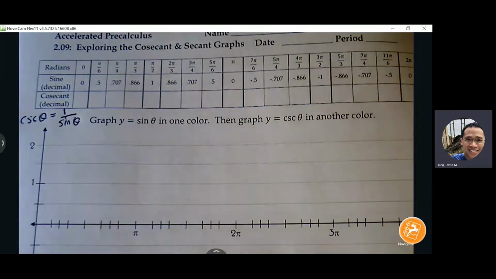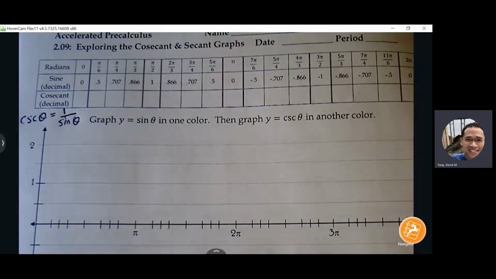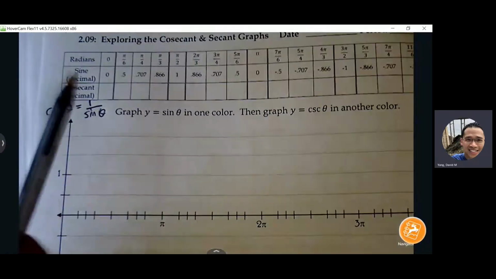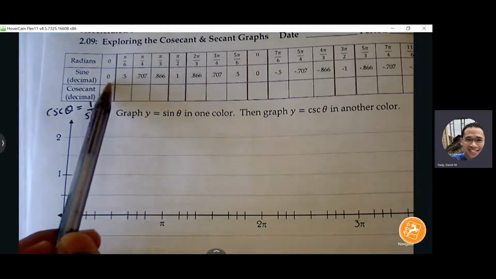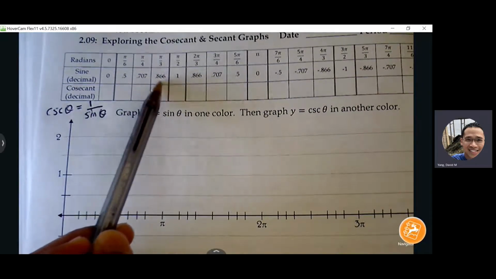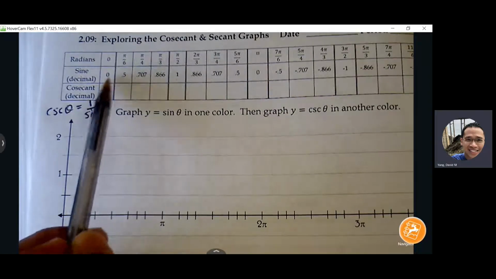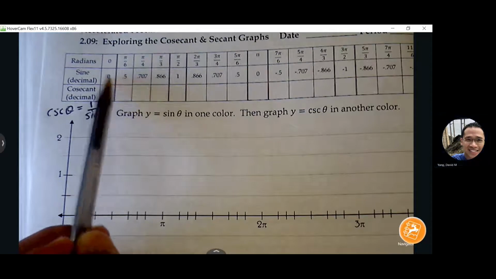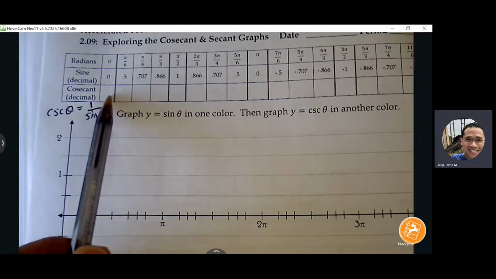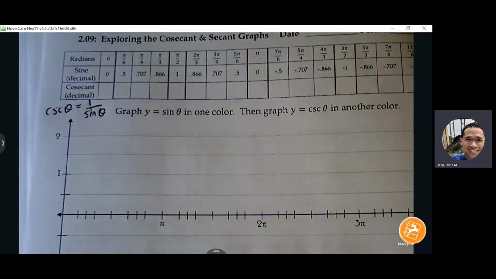And once we get that picture out of the way, then we'll have a much more efficient way of getting it. But at least right now, I just want us to be convinced that cosecant is the reciprocal of sine. So what we're going to do is take all these y values that are nicely provided, and do the reciprocal of each. We're going to do 1 divided by this number. 1 divided by sine will give us the cosecant y value at that point.